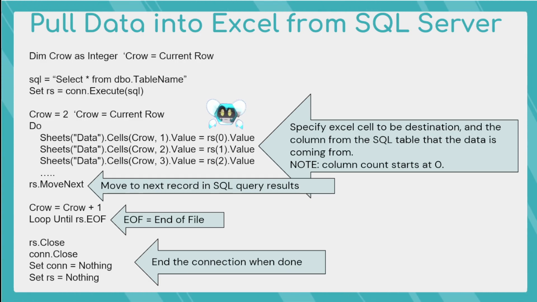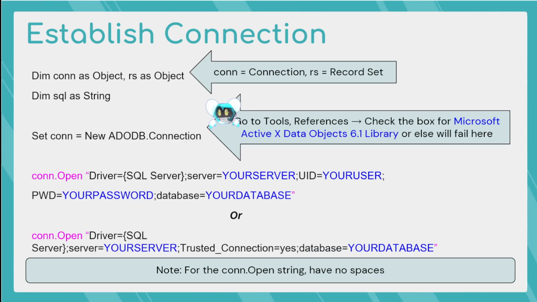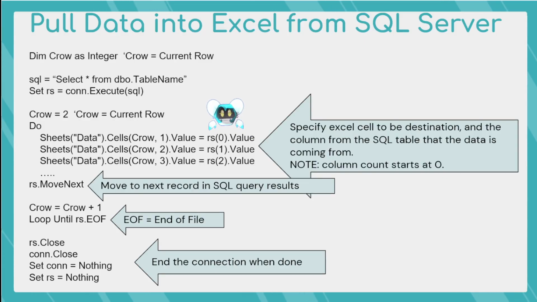the record set, 0 value. So when pulling data from SQL Server, the first column, the count starts at 0. So we're going from 0, 1, 2, repeat on until you have all of the columns that you want to pull.